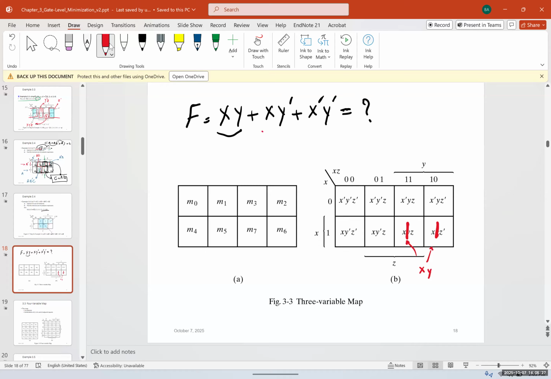Then we have xy prime. So it's going to be x, but this time in the y prime column. So this is xy prime. And finally, we have x prime, y prime. So x prime is going to be these two and y prime. So these two are x prime, y prime.